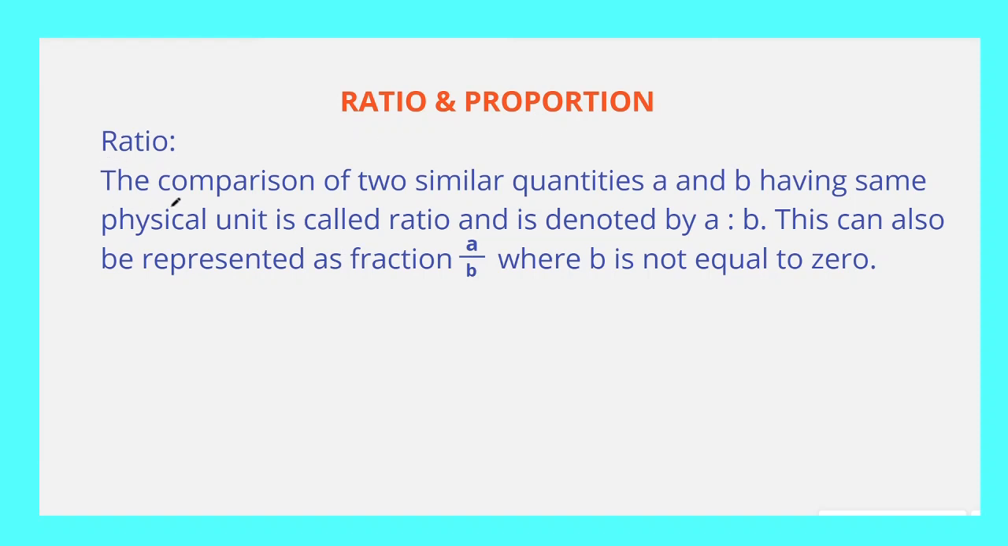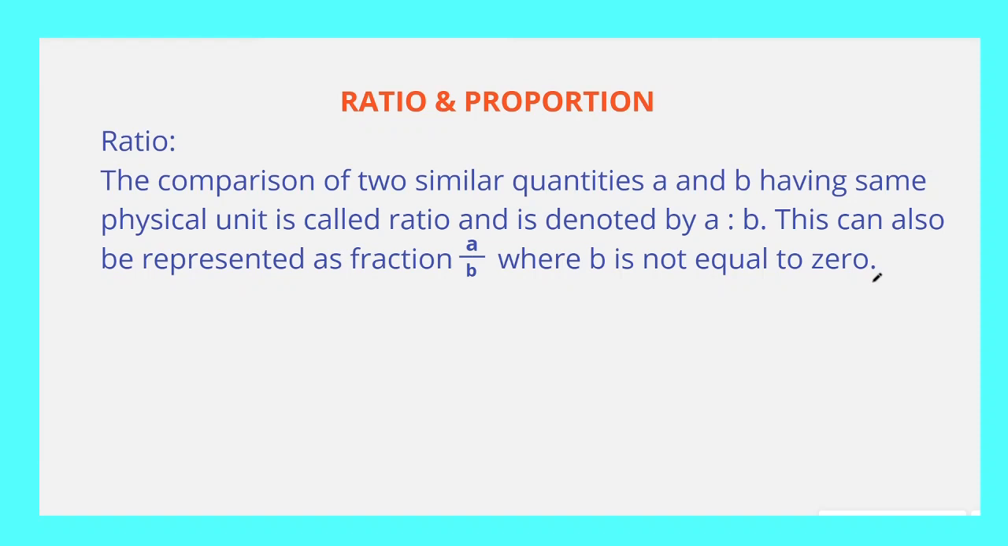Ratio: the comparison of two similar quantities A and B having the same physical unit is called ratio and is denoted by A ratio B. The symbol between these two, A and B, is called ratio, A ratio B or A is to B. This can also be represented as a fraction A upon B or A over B, where B is not equal to 0, as the denominator cannot be equal to 0.